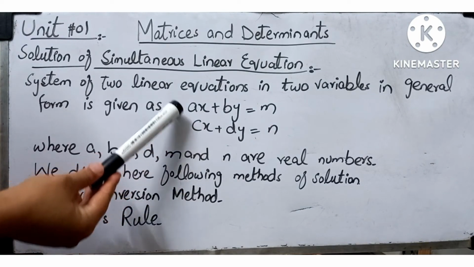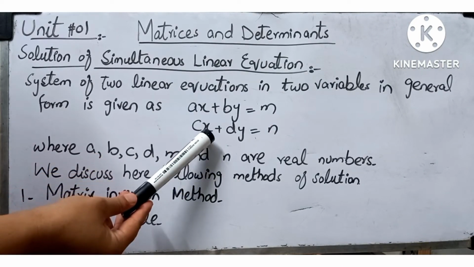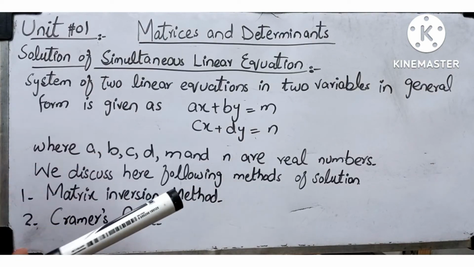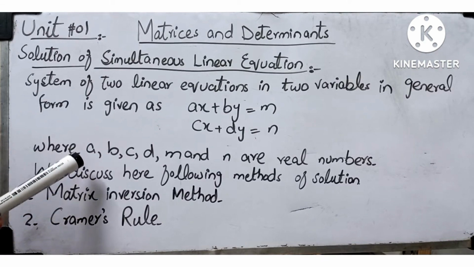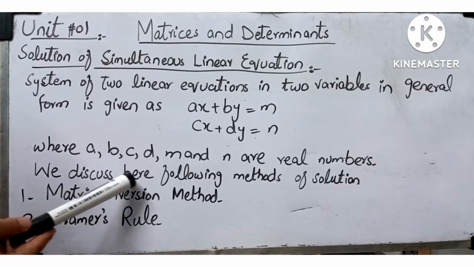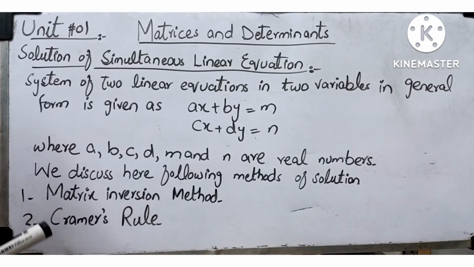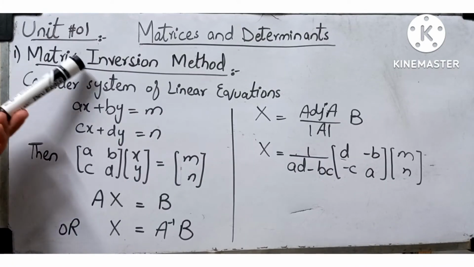So we have a system of two linear equations, with the variables x and y having power only 1, and this system is also said to be simultaneous linear equations. We have two methods to solve this type of equations. The first method is the matrix inversion method, and the second one is Cramer's rule. As we go further in the video, we will discuss how to solve these equations by the matrix inversion method and Cramer's rule.